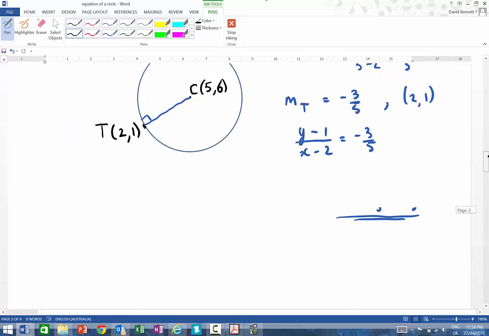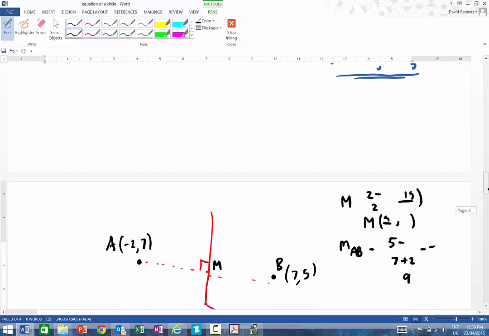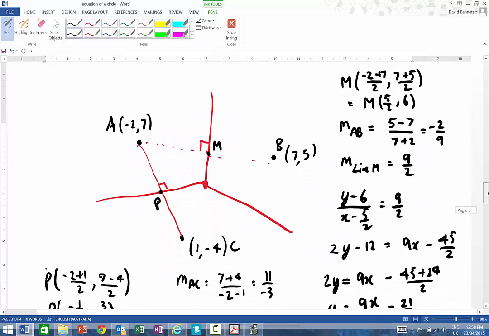All right, so the secret for this question is you have to find the midpoint. You have to find the slope of the line. Once you know the slope of the line between A and B, you know the slope of this line. Find the equation. Do that for another one of these lines, and then what you need to do is find the intersect point. Now, that takes a fair bit of work.